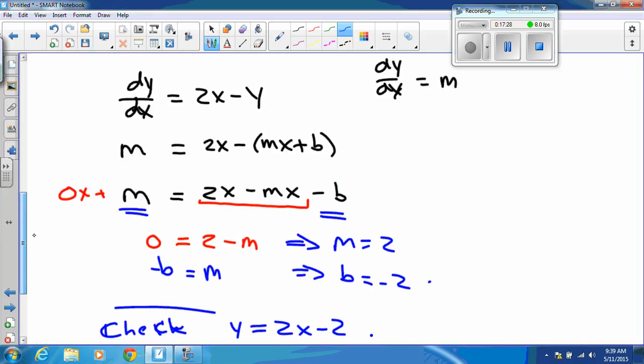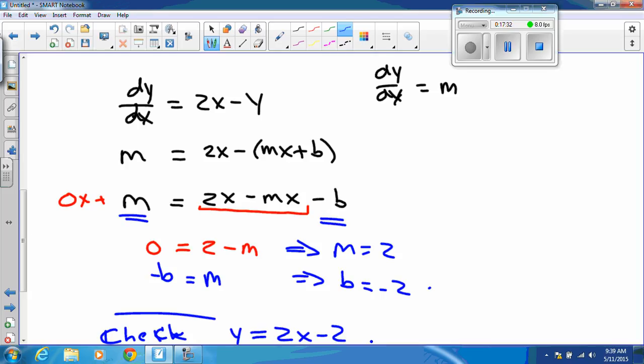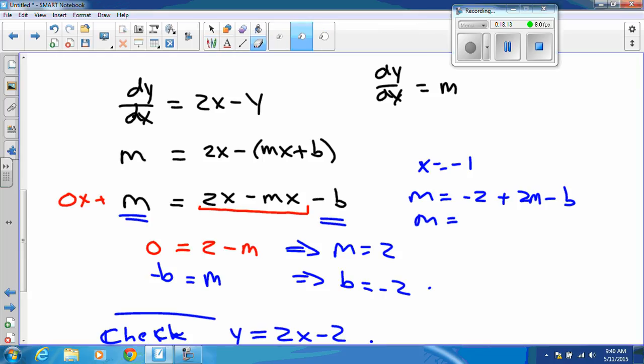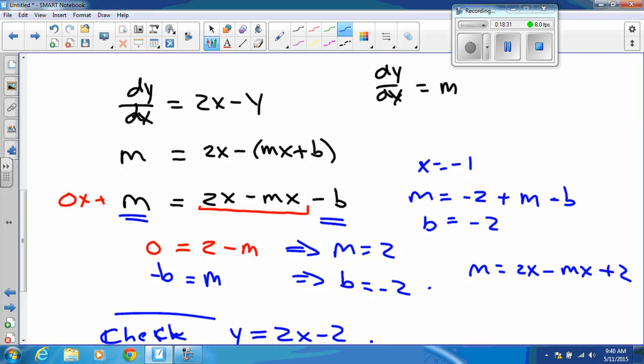If you put negative 1 for x, m equals minus 2 plus m minus b. Yeah, okay, so that's another way of doing it. Since this is true for every x value, I can substitute any x value, and it has to be true. So when x is equal to negative 1, we get m equals negative 2 plus m minus b. So that tells us therefore that b is equal to negative 2. And now the game is won because I can substitute here. Where from here?